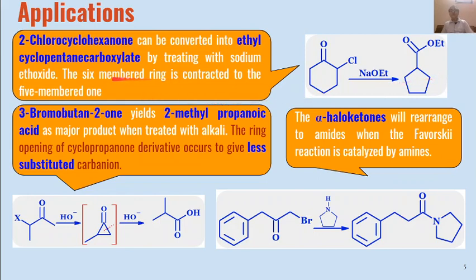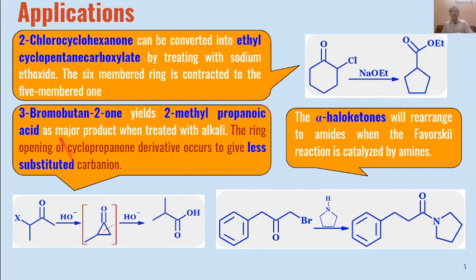And you can see that the 6-membered ring of the substrate has undergone ring contraction to give us a 5-membered structure. So here the Favorskii rearrangement has led to the formation of esters as well as ring contraction in the product.